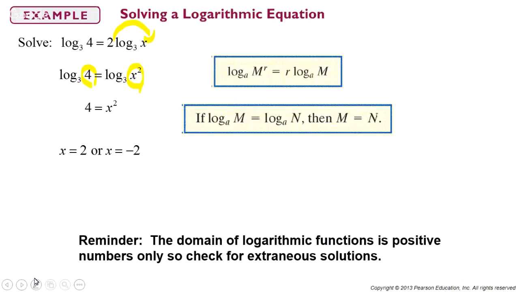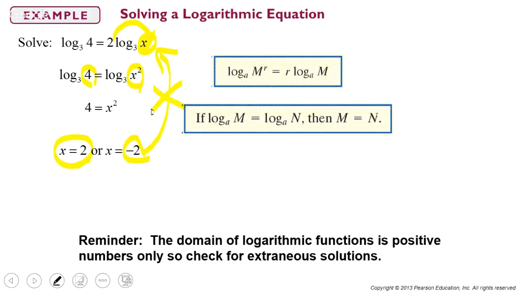So I plug in 2. Well, 2 is positive. So when I plug it into the original equation, I get a positive 2. So therefore, that's a good solution. But when I plug in negative 2 into the original equation, the log inside the log is negative. So that does not work. So therefore, this is not a solution. So my only solution is x equals 2.